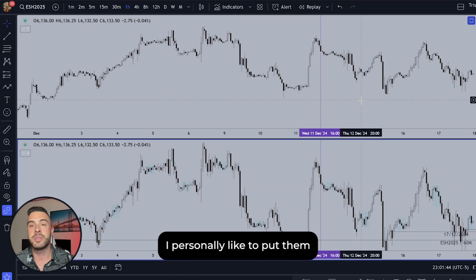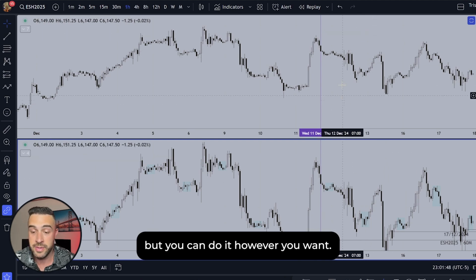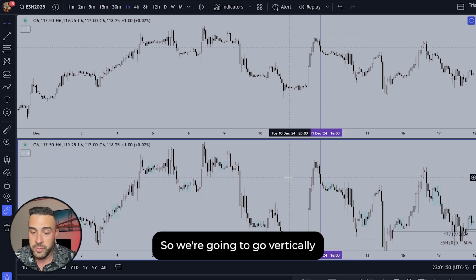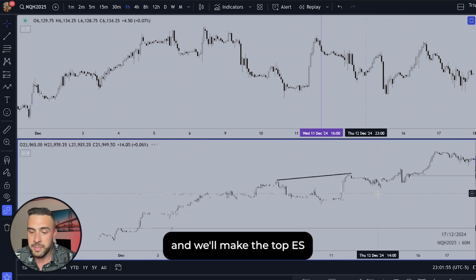I personally like to put them horizontally. It's just easier for me to see. It's how I've done all my back testing, but you can do it however you want. So we're going to go vertically like this. We're going to make the bottom one NQ, and we'll make the top ES.